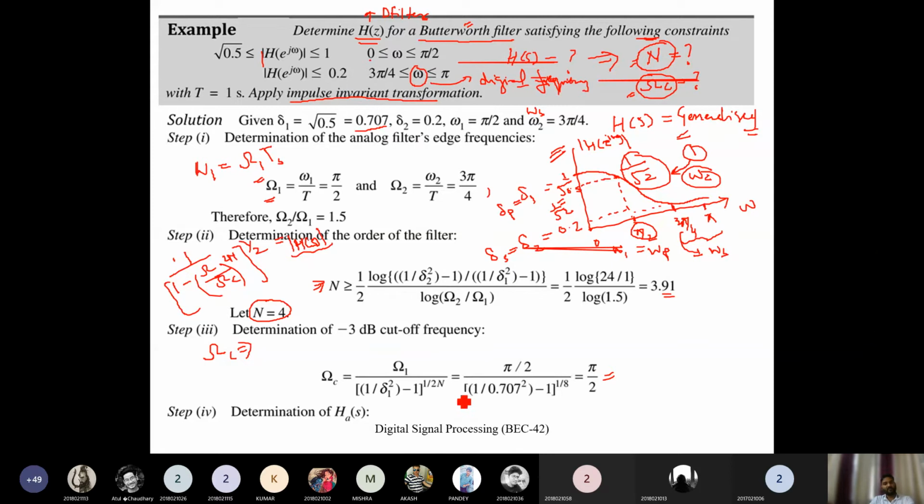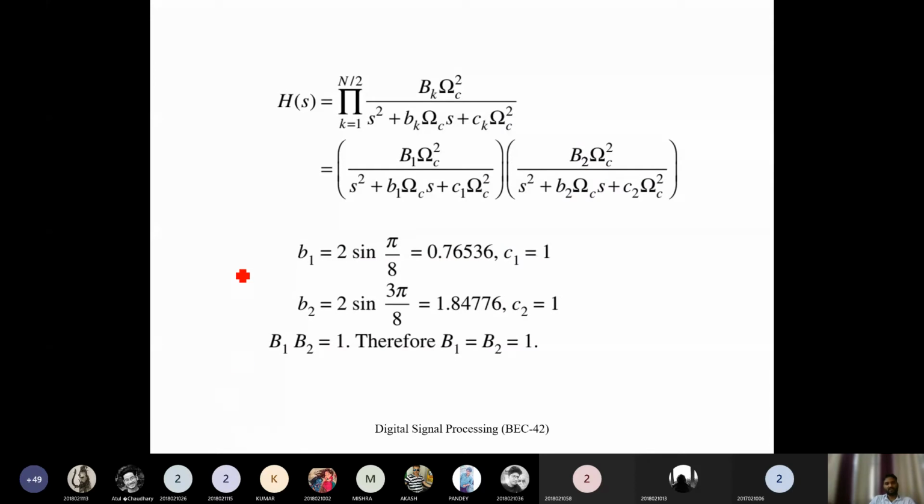So once we have calculated the value of n and the value of omega c, next we will determine the analog transfer function. The generalized formula we have already seen in the case of the Butterworth filter. So what is the generalized formula? The generalized formula for the transfer function is H(s) equals the product, where k varies from 1 to n by 2. This is the formula for n equal to even.